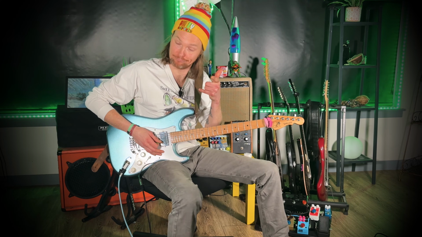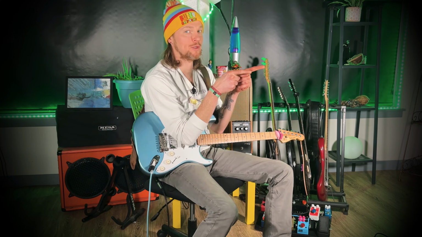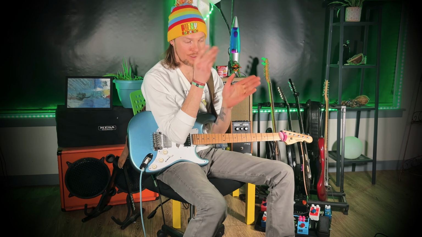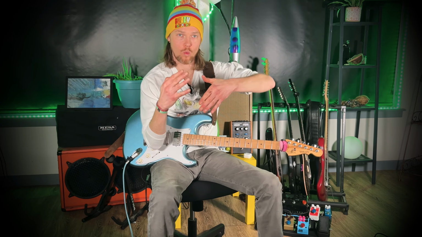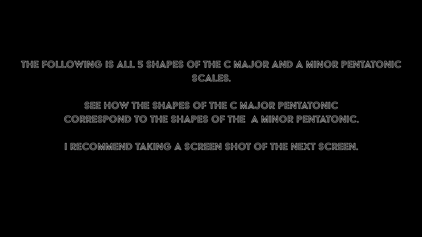Pretty wild, right? So just to review, shape 1 of C major pentatonic is also shape 2 of the A minor pentatonic. Shape 2 of the C major pentatonic is shape 3 of the A minor pentatonic. So in order to get the major pentatonic shapes, you can just subtract 1 from the minor pentatonic shapes, and then you'll get the major pentatonic shape. All right?